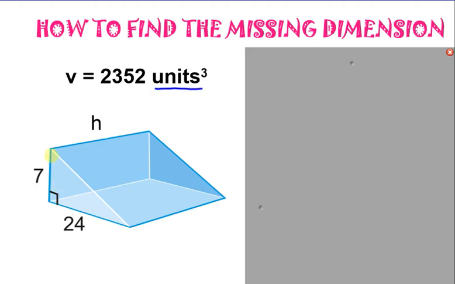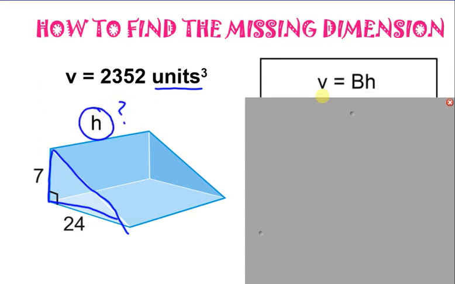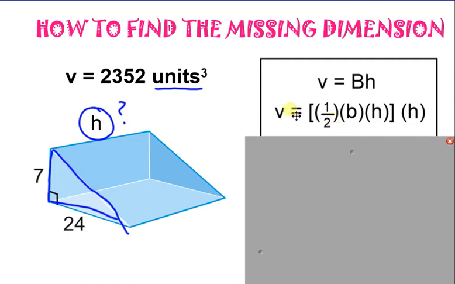So here we have our triangle base. And it gives us the base of the triangle, the height of the triangle. So we're good to go for our big B, but we are missing the height of the overall prism. So how do we set this up? We start with our formula. Volume equals big B times H. And then I have my expanded version here, and what I'm going to do is fill this out.